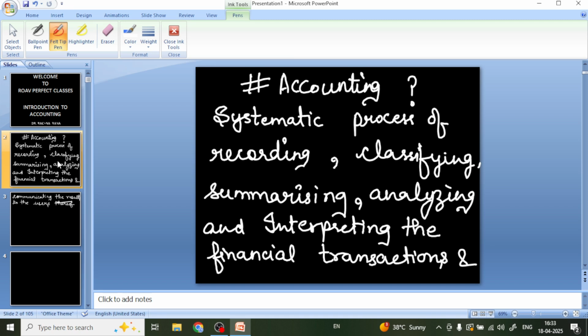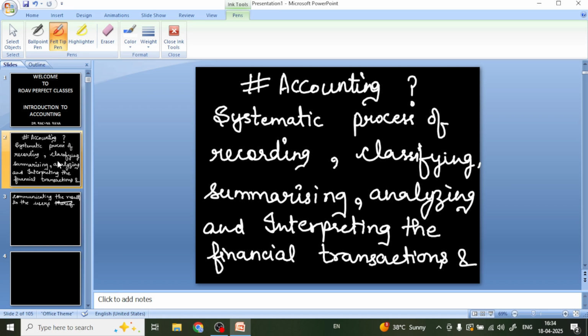After that, when we summarize all ledger account balances, that is known as the trial balance. And after analyzing the trial balance, we prepare the trading and profit and loss account. That is known as the final account. And after this, we prepare the balance sheet and we interpret the results of your business, whether you earned profit or loss, whether you have liabilities or assets. All these things are done in accounting. Bookkeeping is the starting point, accounting is the ending point.